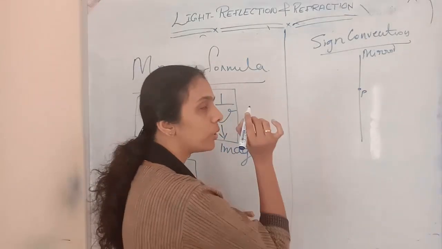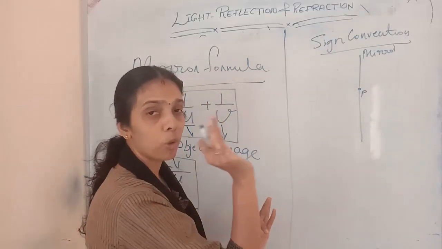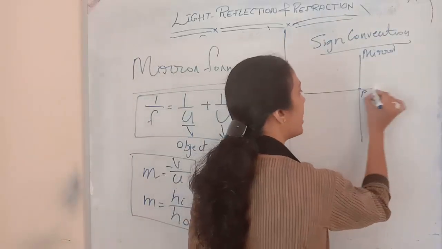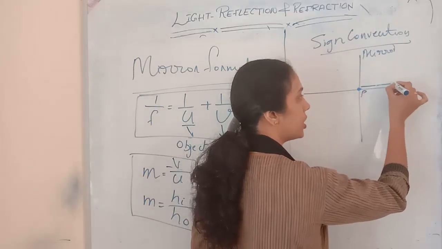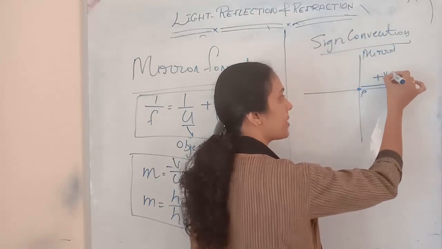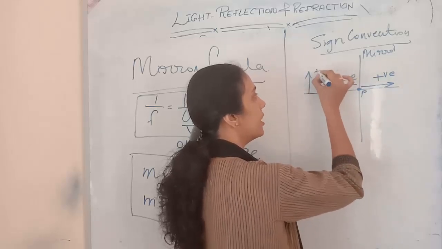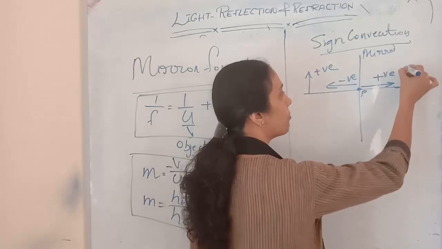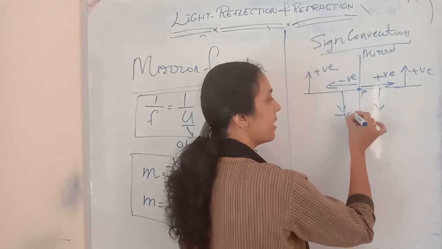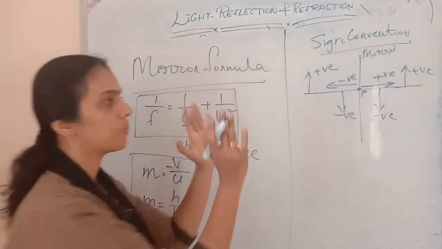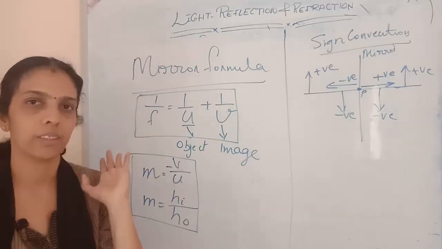Okay, so the pole you can consider like an origin. So for the mirror, the pole will be considered as the origin. Measurements we will always take from the origin, right? So from the pole we will take the measurements. Towards the right side it is positive, towards the left side it is negative. Upwards it is positive, and downwards we will consider it as negative. This should be in your mind: the pole is like an origin.